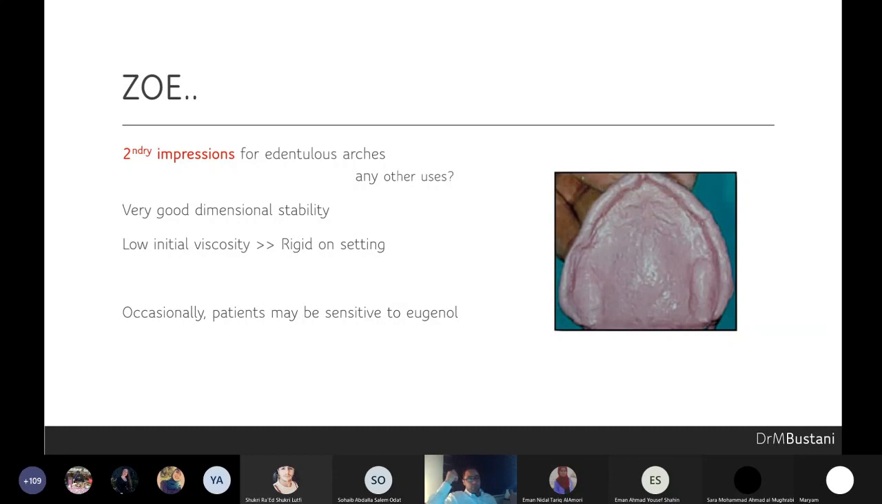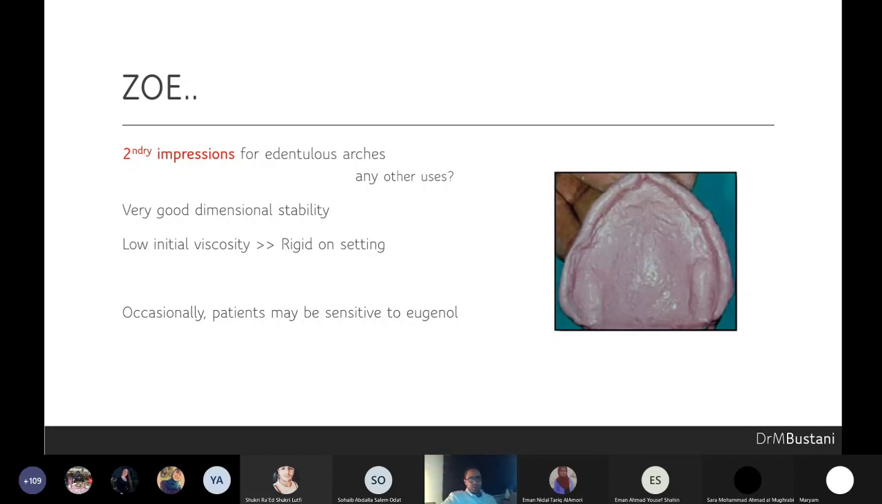They are dimensionally very stable. Initially, it has a very low viscosity, so it flows and records all of the details very accurately. Then when it sets, it's rigid, so it shouldn't be used when the patient has undercuts. In this case, we will use alginate for the secondary impression for a completely edentulous patient, or silicones.